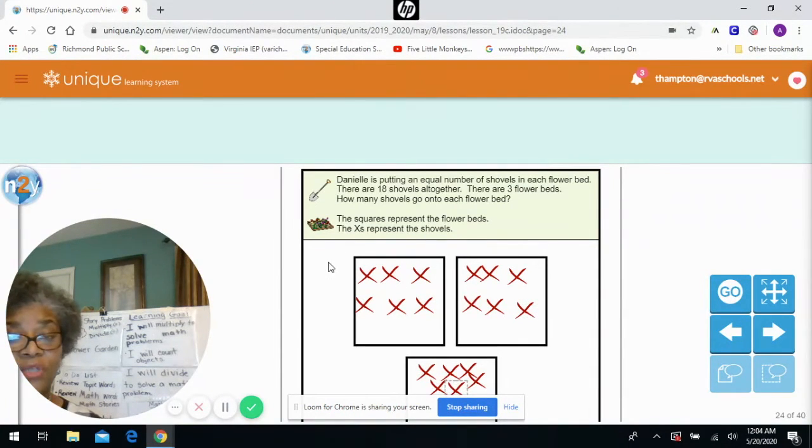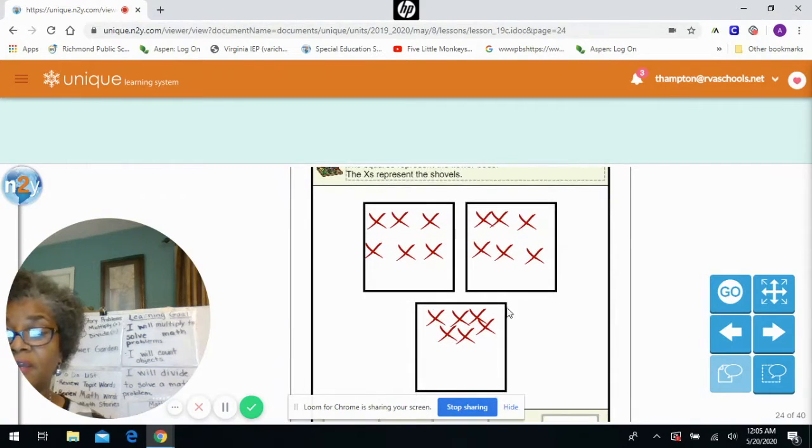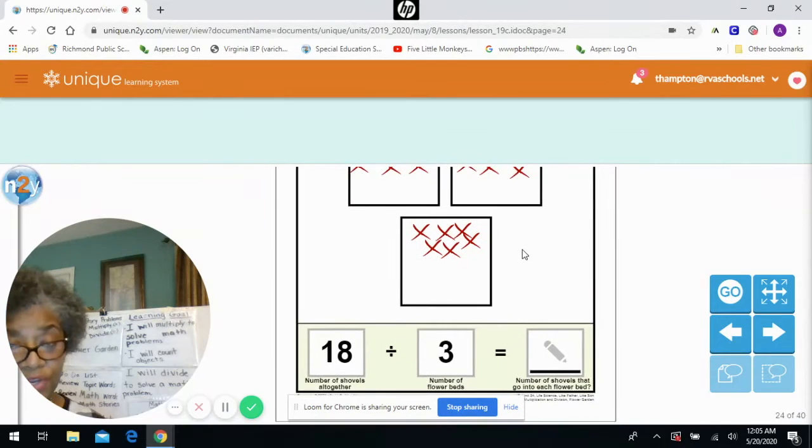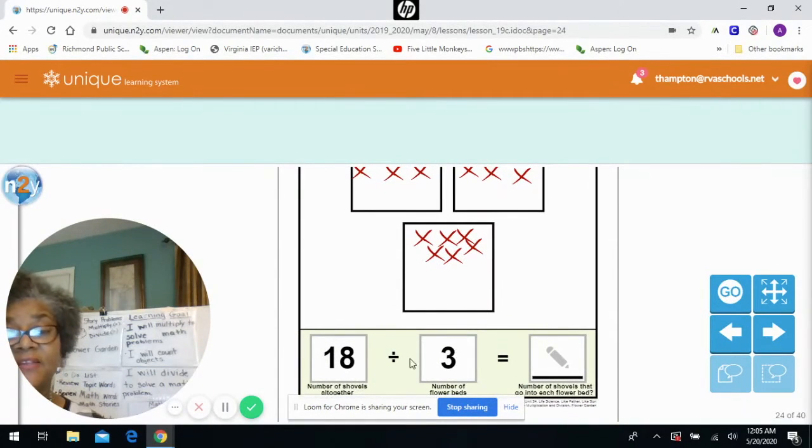All right, we're all out of shovels. Let's count. 1, 2, 3, 4, 5, 6. 6 there. 1, 2, 3, 4, 5, 6, and 6 there. So now we know that 18 divided by 3 is what? Did you all get it? Yes, you got it. 6.